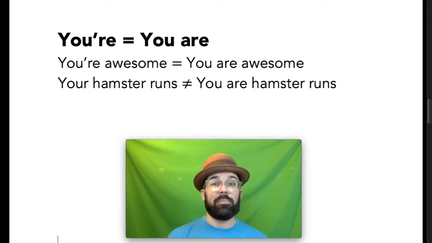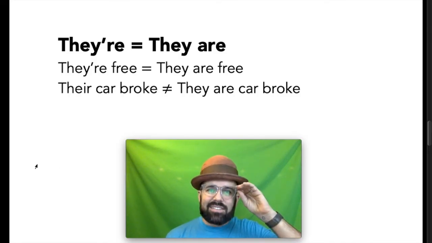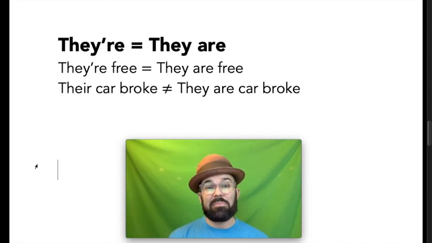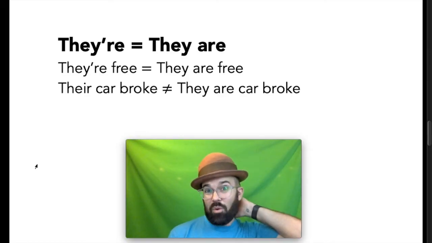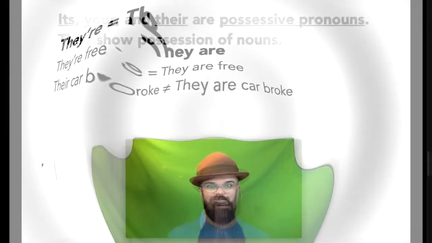That second your is a possessive pronoun. And of course, this last example works the exact same way. They're, T-H-E-Y apostrophe R-E, always means the same thing as they are. They're free is the same thing as they are free. But if we were to say their car broke, they are car broke does not mean the same thing. Once again, it makes no sense at all. The contractions can always be substituted with the original two words that made the contraction, and the sentence should still make the exact same amount of sense.